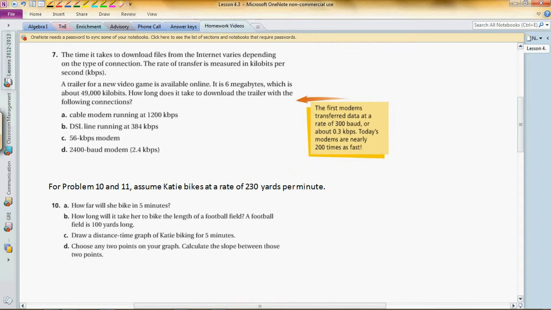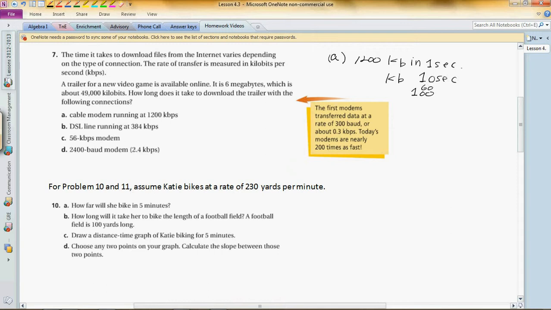Let me do part A. Cable modem running at 1200 kilobytes per second. That means you can download 1200 kilobytes in a second. So what would happen if you spend 10 seconds? How many kilobytes can you download in 10 seconds? How about 100 seconds? Or how about 60 seconds? So what do you have to do?